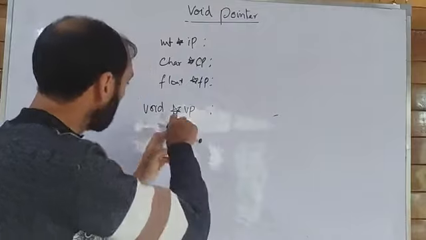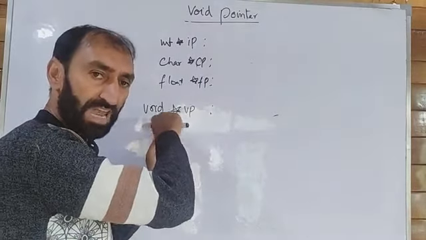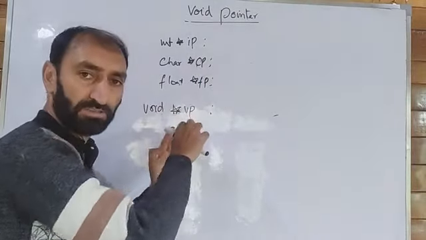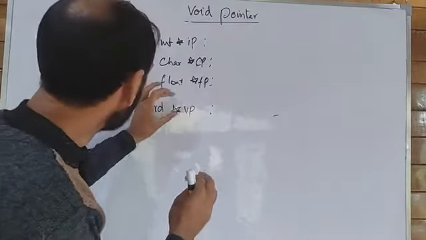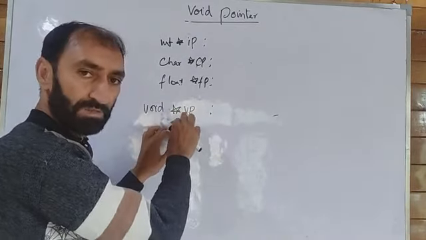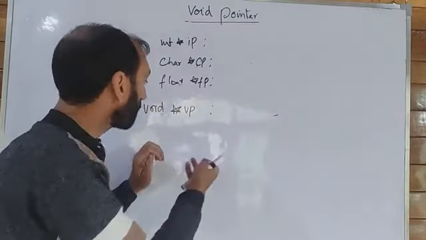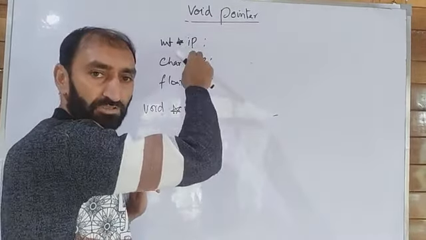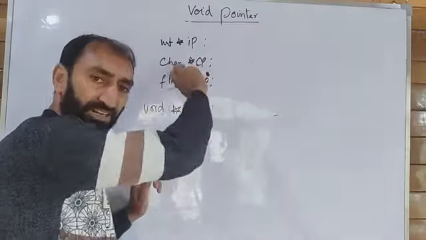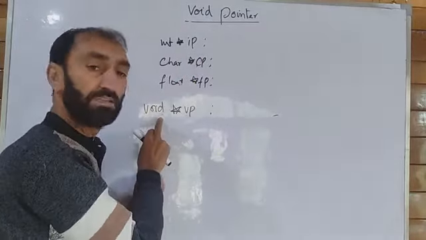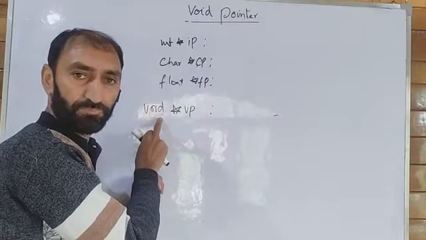In the same way, a void pointer is a pointer whose data type we can change to any type. This pointer can be used to store the address of any type: integer, character, or float, because it is empty.